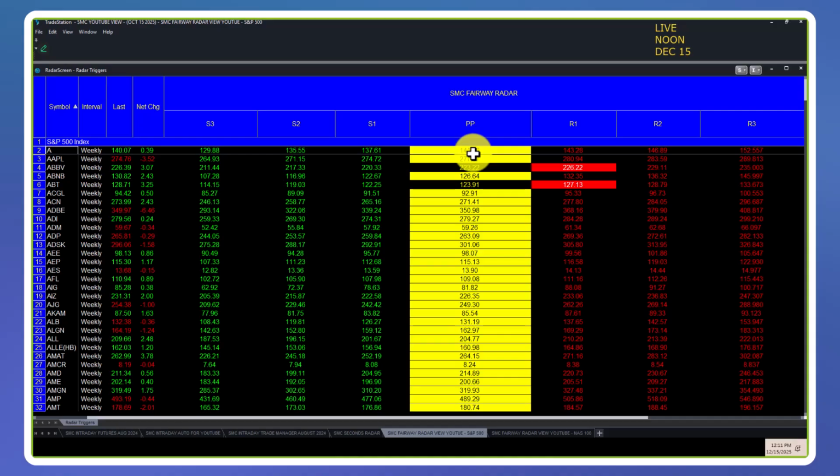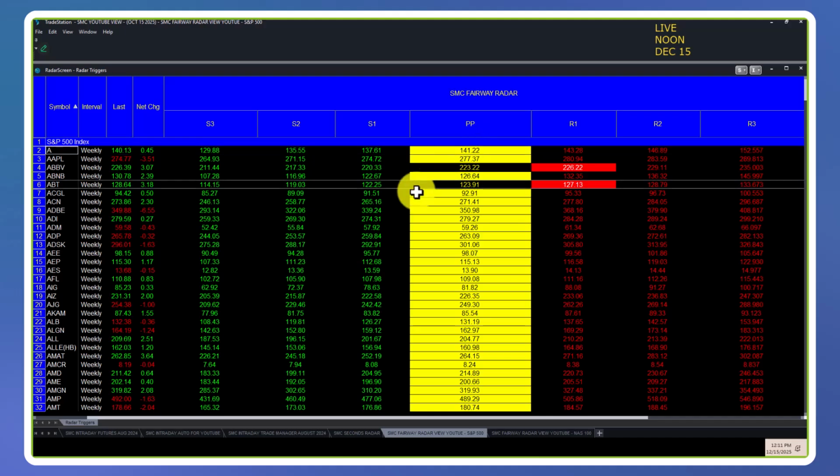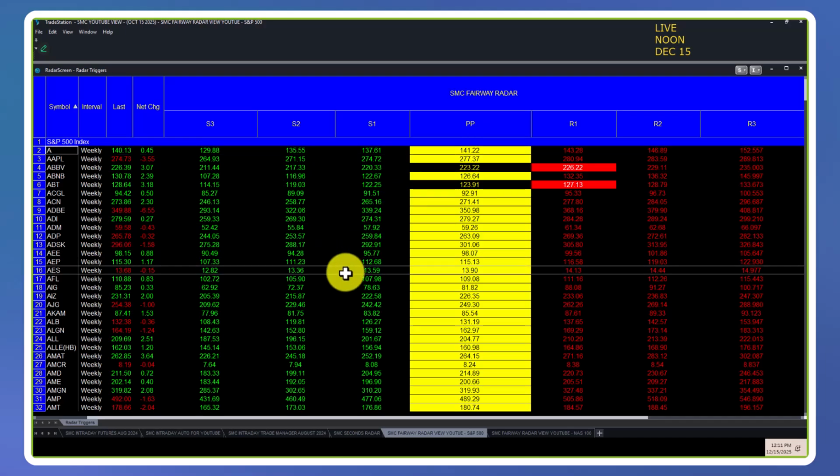And you can see we've got different values here on a weekly basis. So this is Agilent. On a daily basis, the pivot point was at 140. On a weekly basis, it's at 141. Now, what I want to be doing is pulling together a list of stocks, so let me get out a pad of paper so that we can jot down some ideas of what we can do.